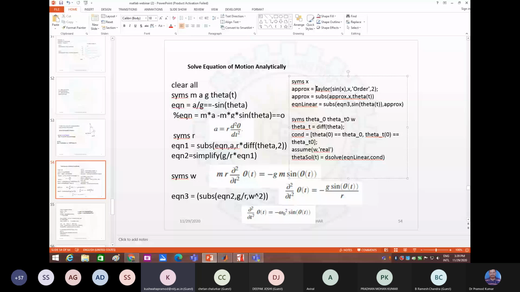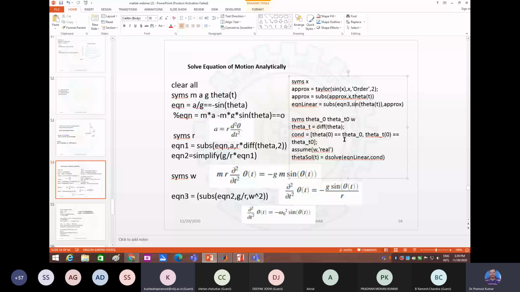Taylor series approximation, we can do Taylor series of sine x, the approximation of order 2. Then we get sine theta is equal to theta, and that will be substituted. X will be substituted with theta t, and that substitution we put in this section 3, and then we get the equation for solution.